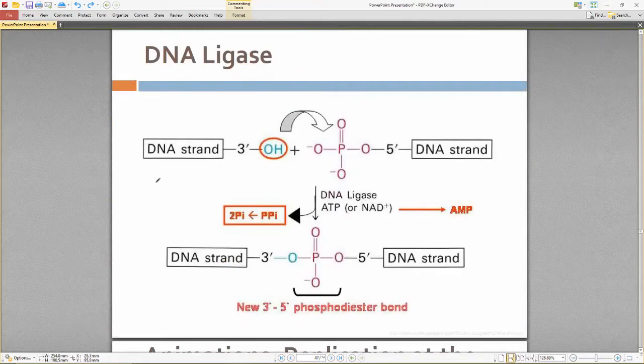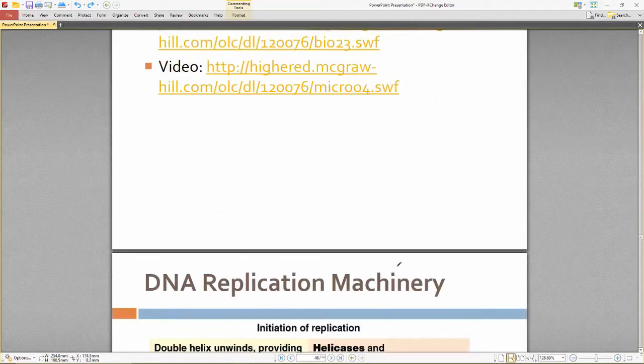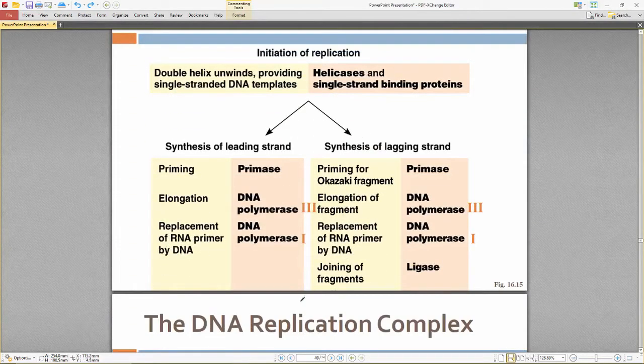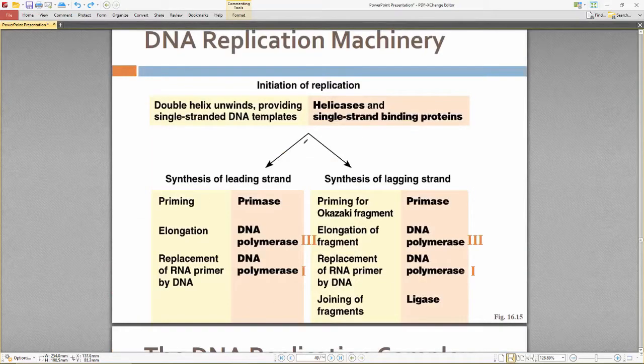And we're going to continue. What does ligase do? Ligase just creates a phosphodiester bond. So, pretty simple. Basically, this is a little summary of the different machinery. All the machinery is pretty much the same, except for the fact that fragments have to be joined by ligase on the lagging strand. Unwinding happens the same.